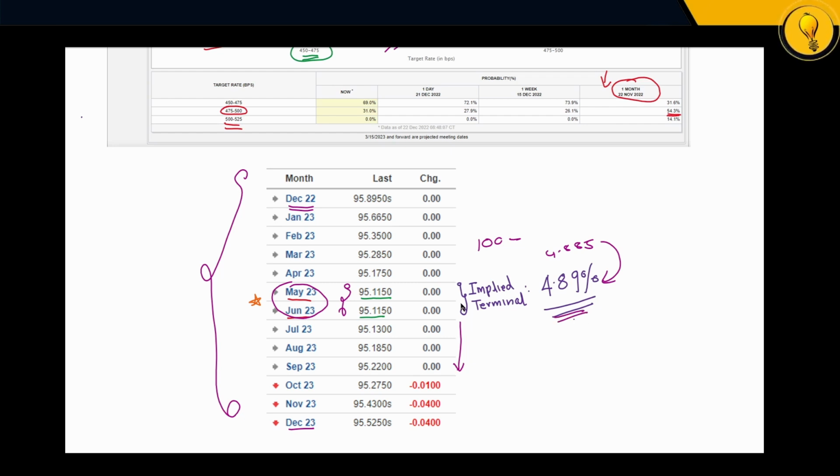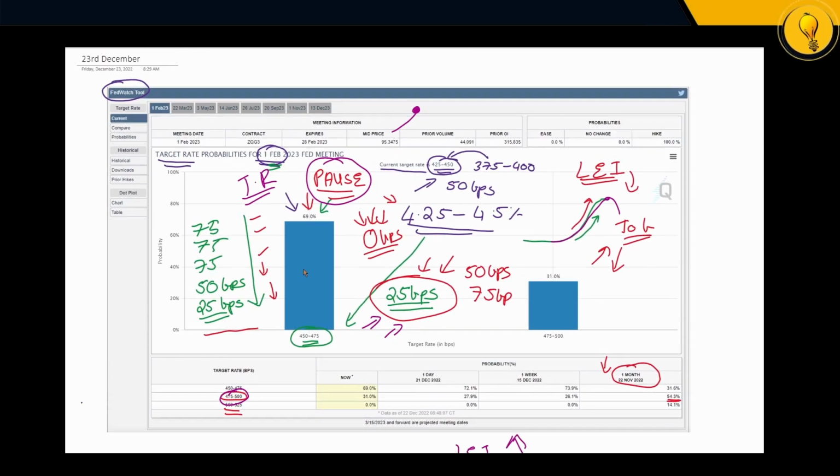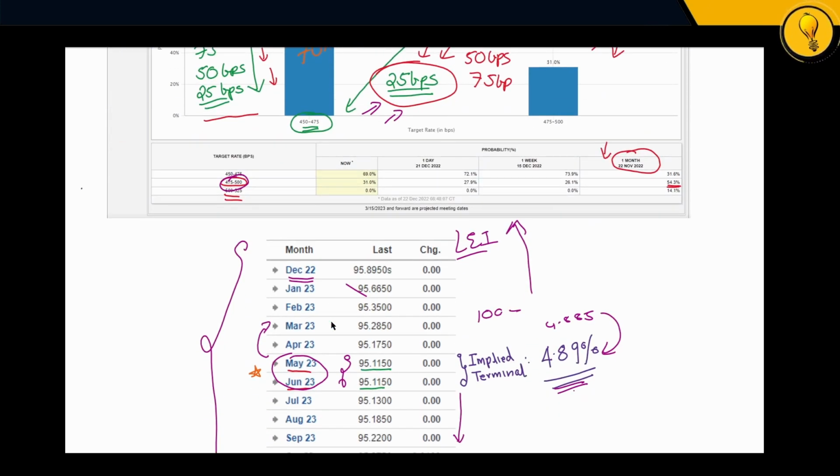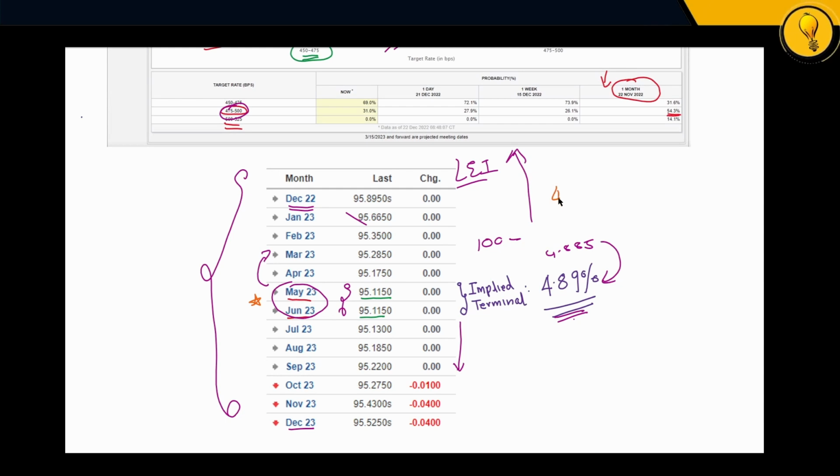But what does the market think that we're going to be at come Feb? Right over here, remember? We were talking about that just up here. Over here, we saw that come Feb, the market is pricing in a 70% probability that we are sitting at a 450 to 475. So let's go back down. Okay, we're going to write that down over here. 450 to 475, right? Which essentially means a 4.5% to 4.75% target rate for Feb.